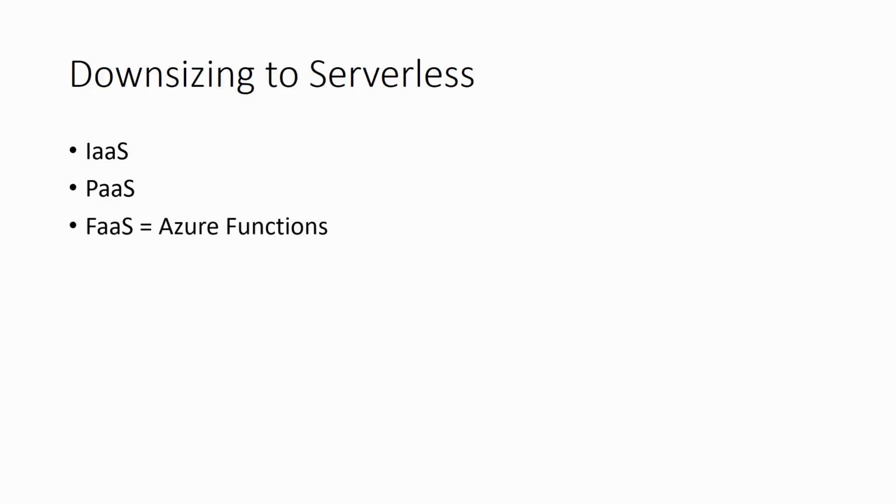So what we need is something like functions as a service, and this is where Azure Functions comes in. We're going to take a look at Azure Functions and see how those work, how you get a single function or method that you can call and have it scale up without having all of the surrounding infrastructure that you would have with PaaS or IaaS.